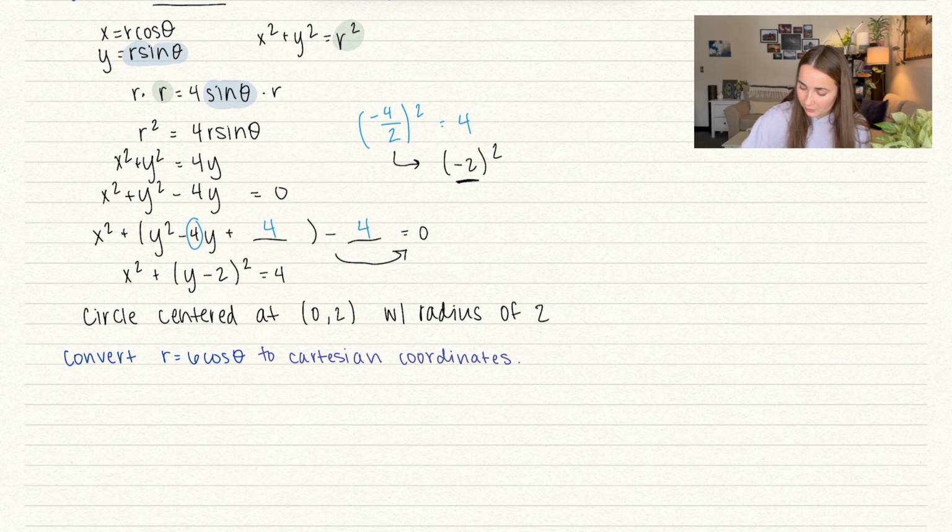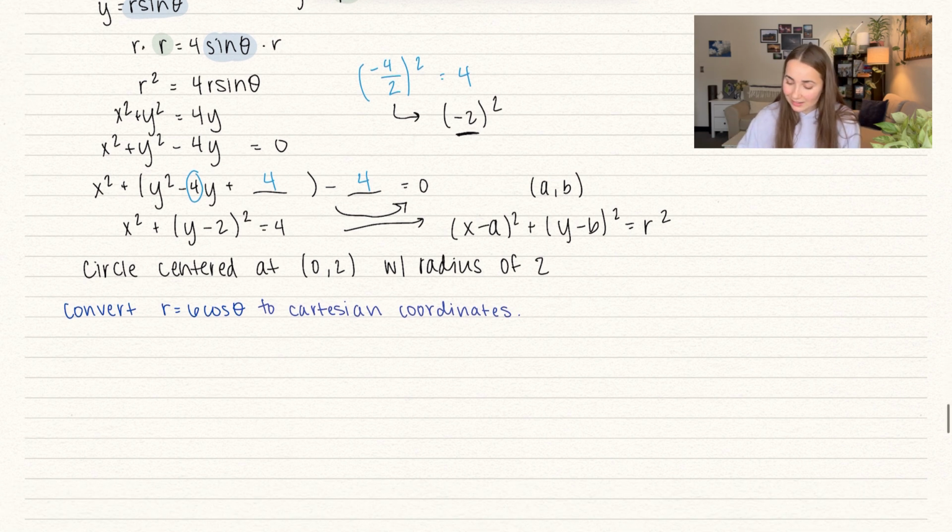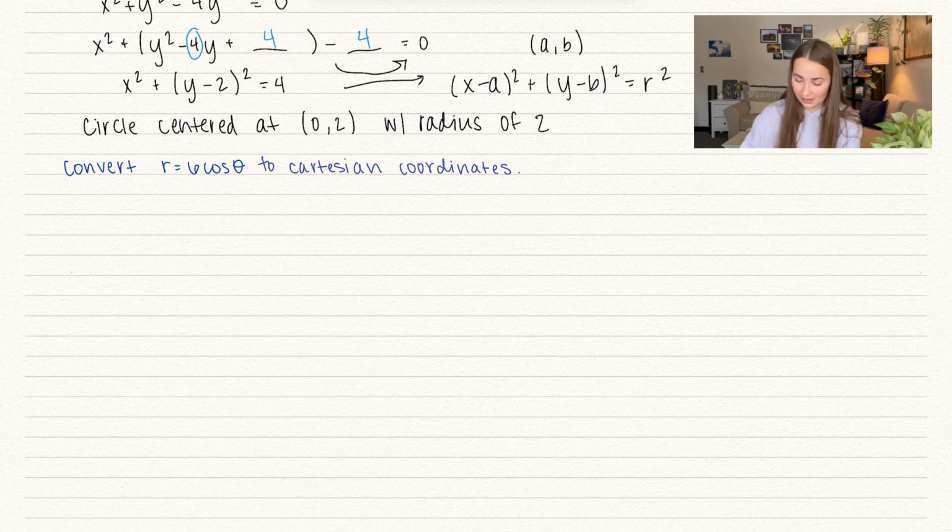Right? This is going to be the form. We have x minus a squared plus y minus b squared is equal to r squared, right? And the center is going to be at a comma b, right? So that confirms the fact that we're working with a circle centered at the point 0, 2 with a radius of 2. Now let's go ahead and see that with our r cosine of theta.